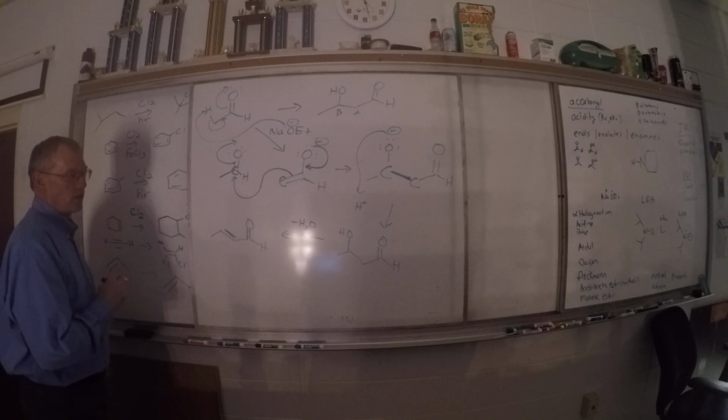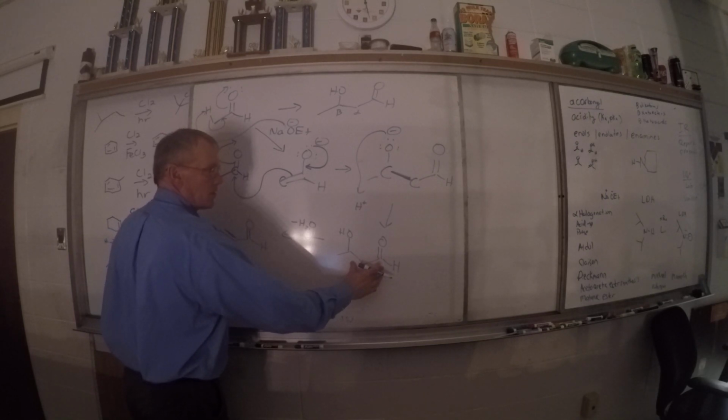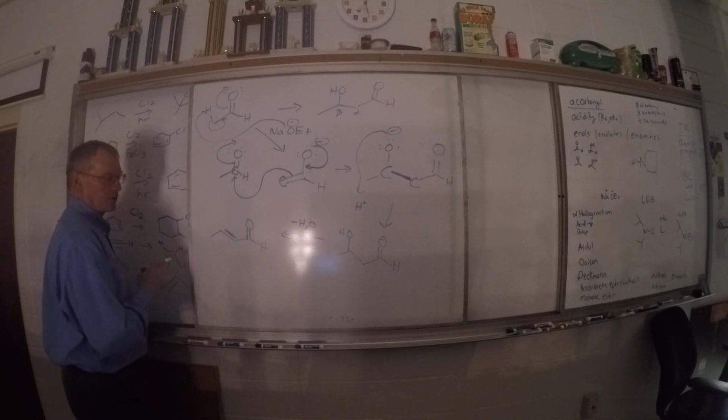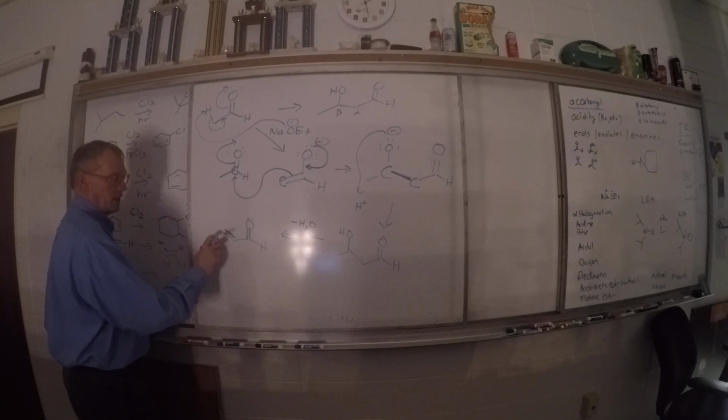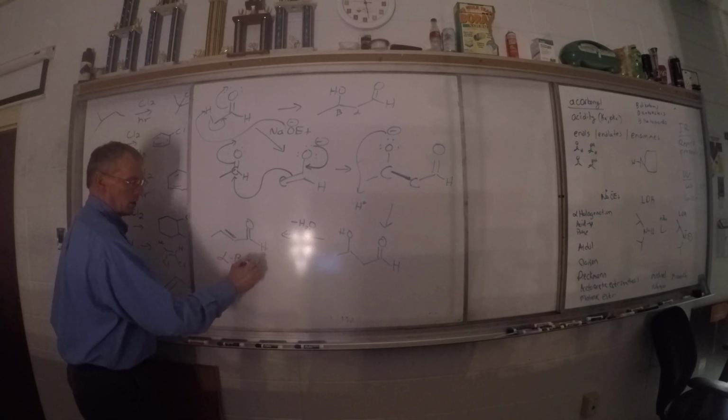So, note to selves, beta hydroxyaldehydes and ketones can be easily dehydrated to what are called enones or enals, depending on whether it's a ketone or aldehyde. And these enones and enals are often called alpha beta unsaturated.